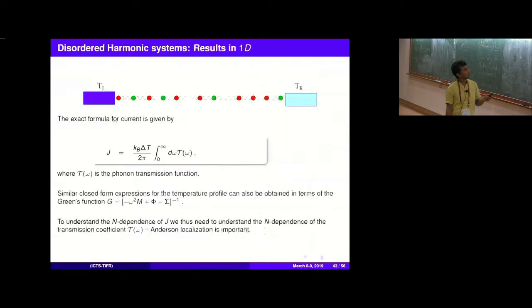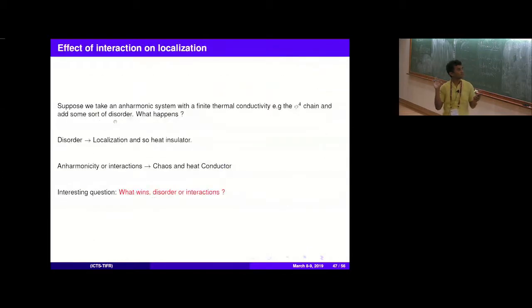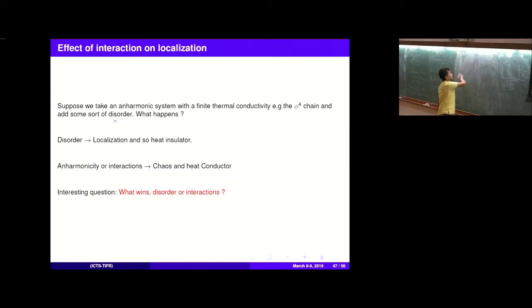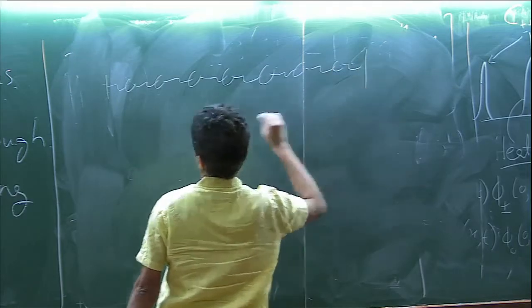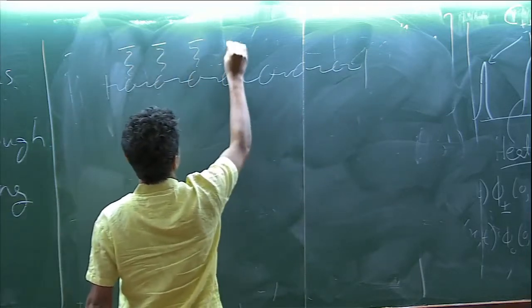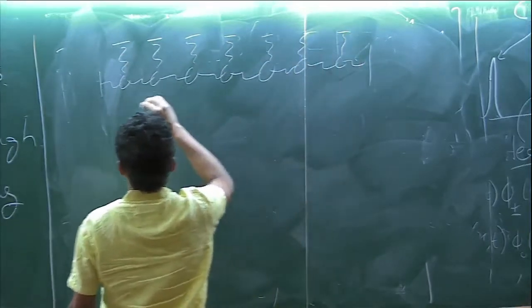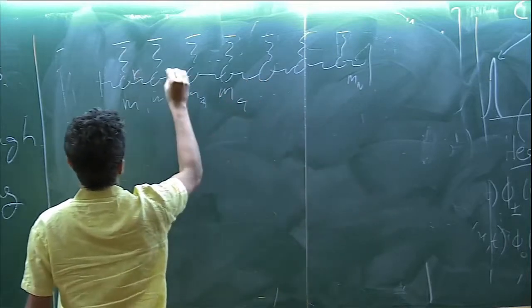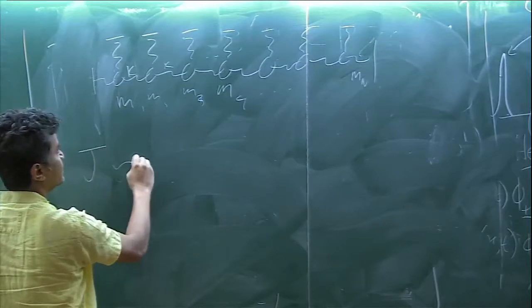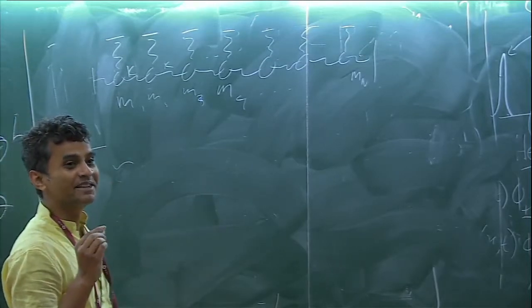Okay, maybe this is one interesting thing, which again, there were some questions, so I'll just show it. So one interesting question is the following. Yesterday we looked at this disordered harmonic chain. We looked at the case where there were masses M1, M2, M3, M4, and so on, and the springs are some K. And how does current go with system size in this system? I don't know, let's see if people remember.